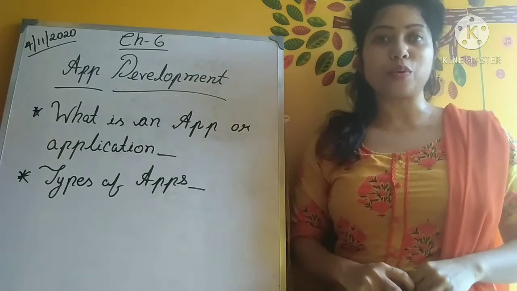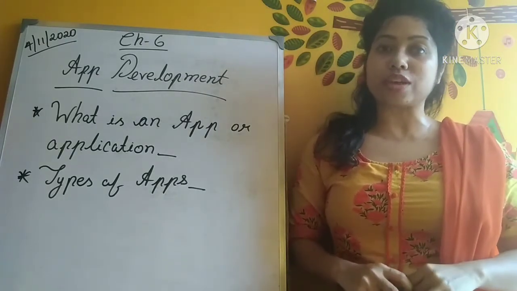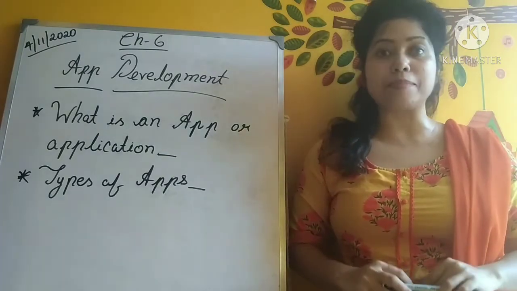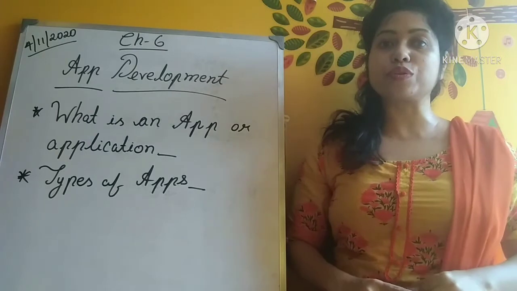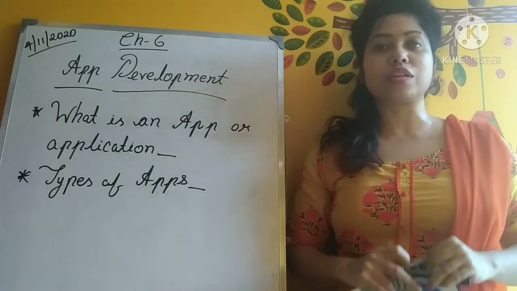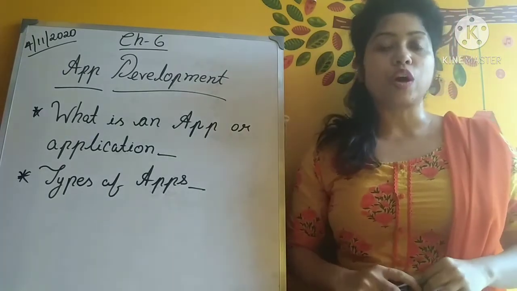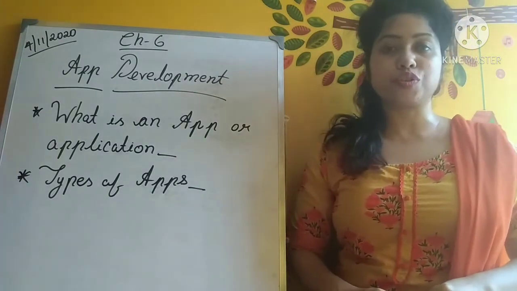So today we are going to start off with a new chapter of your computer book, and this chapter is chapter number 6, app development. This is the chapter which is going to be included in your annual examination as well as unit test 3 syllabus, okay? So without wasting much time, let us start the tutorial.